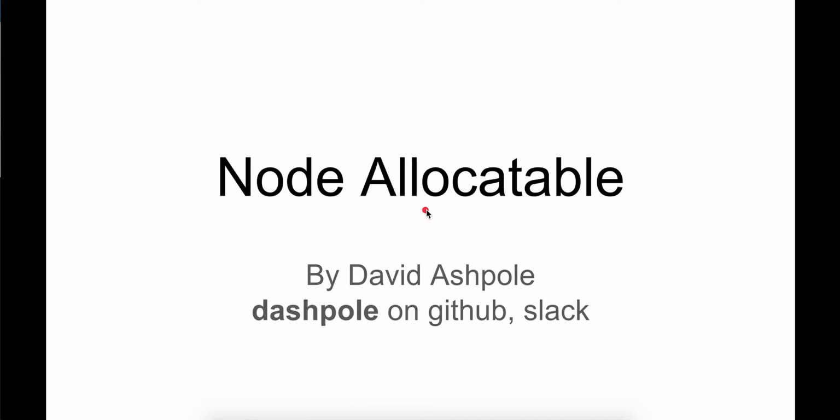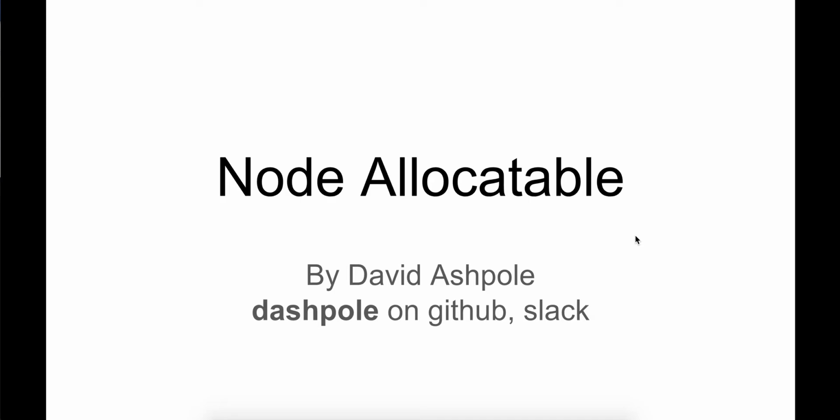And today I'm going to be talking about Node Allocatable. Node Allocatable is a feature that SIG-Node introduced in version 1.2 of Kubernetes and finished in version 1.6. I work for Google on the Kubernetes project and have been for a little over a year. And I attend SIG-Node, and this is a project that SIG-Node worked on.